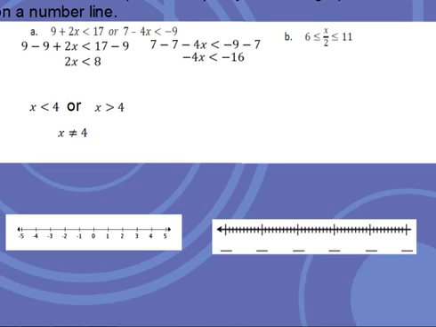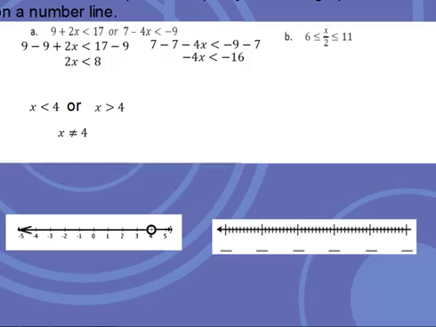So I'm going to show on my number line that I can't include the number 4 by using an open dot. I then want all the numbers that are less than 4, so I'll have an arrow shaded going to the left. I also want all the numbers greater than 4, so I'll have an arrow going to the right.